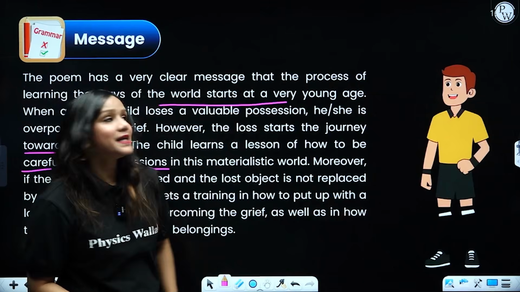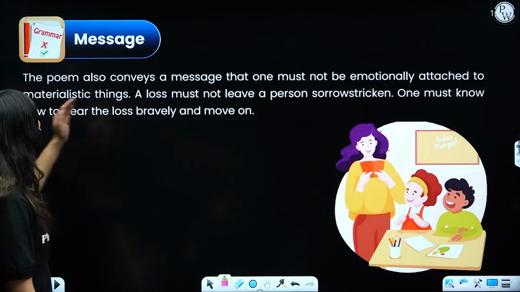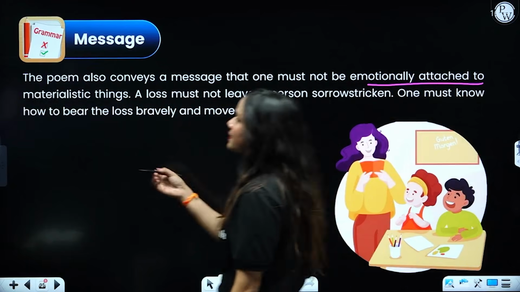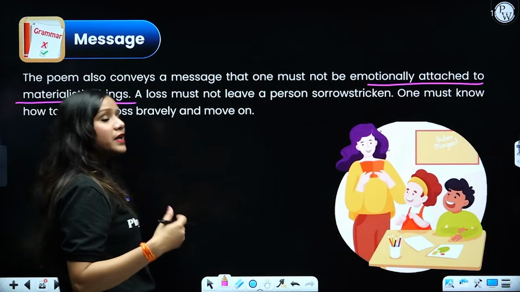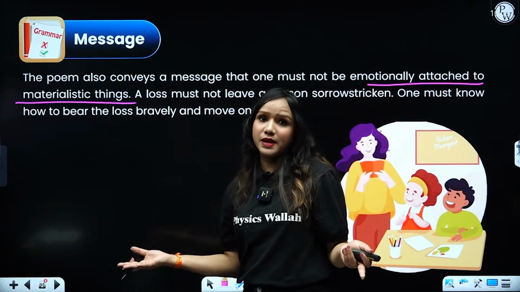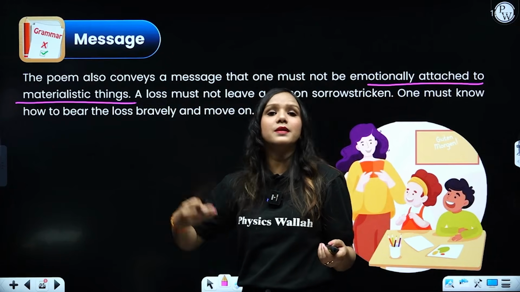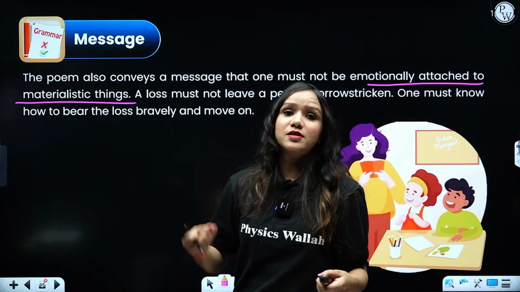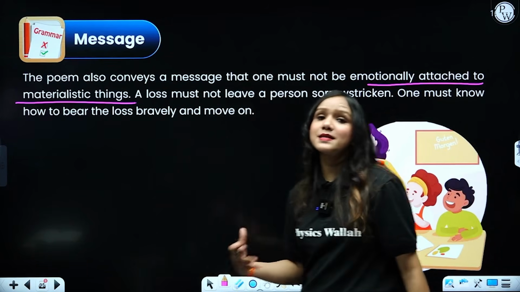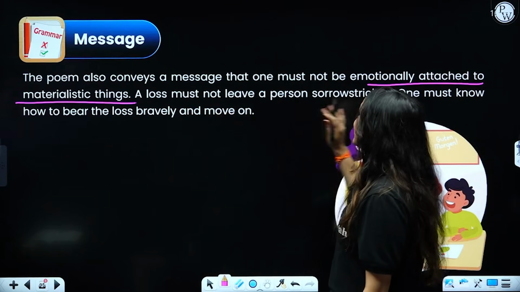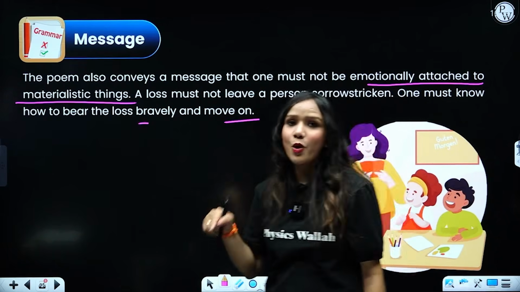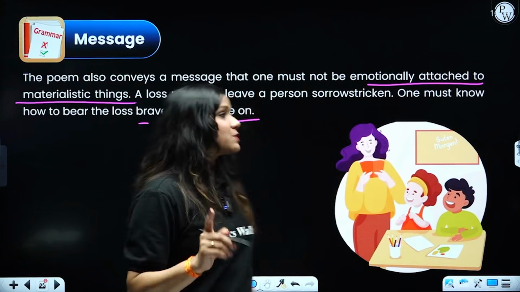So please have a look at this now. The poem also conveys a beautiful message that one must not be too emotionally attached to somebody or some materialistic things. And again, I'm telling you, it is not just the ball that he was attached to. The ball had a much wider meaning, just because the ball is a symbol of childhood memories. It symbolizes all those beautiful childhood memories to which the poet was attached. A loss must not leave a person sorrow-stricken. One must know how to bear the loss bravely and move on in life. Got this? So please be very, very clear.